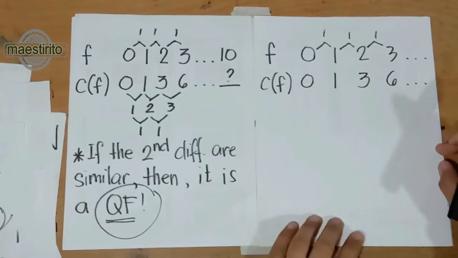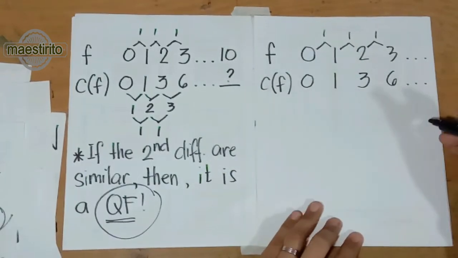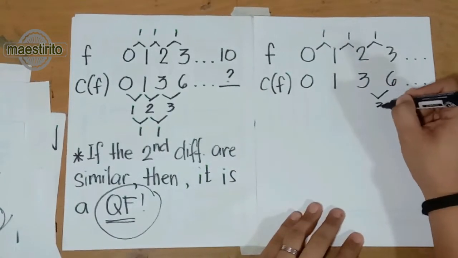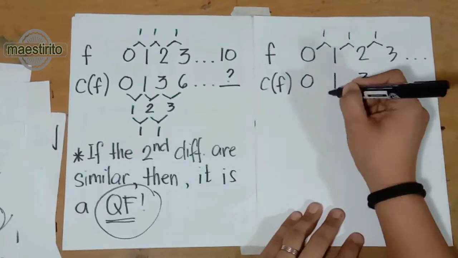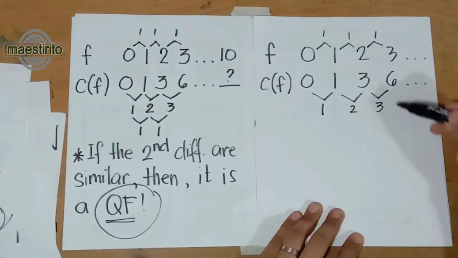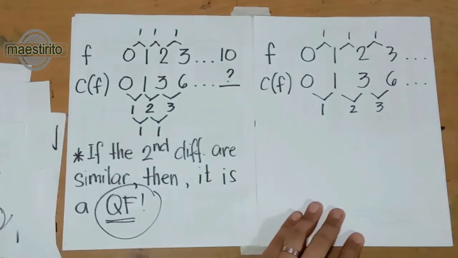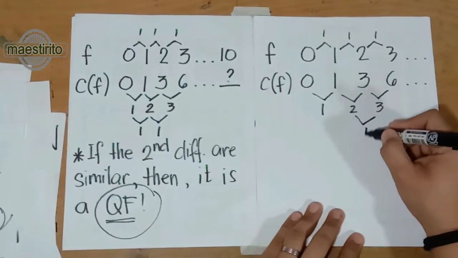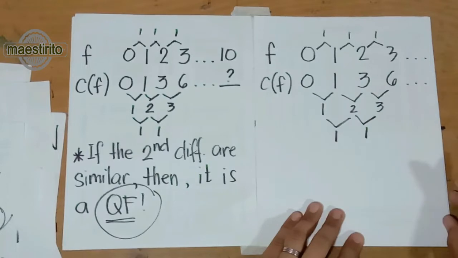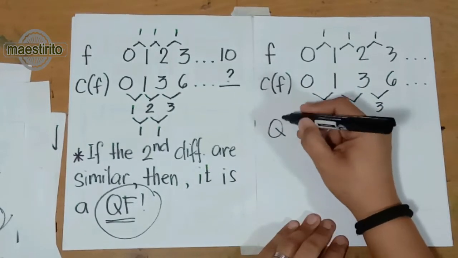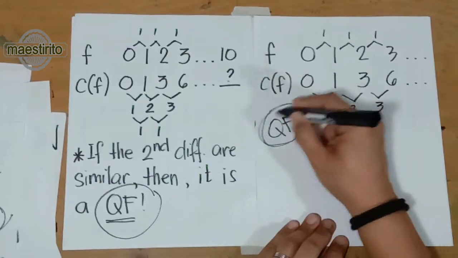So we can now proceed to the differences of the dependent variable. 6 minus 3 is 3, 3 minus 1 is 2, 1 minus 0 is 1. So since the first differences are not the same, this is not a linear function. Let's see if this is a quadratic by going to the second differences. 3 minus 2 is 1, 2 minus 1 is 1. There you go. Okay, therefore this is a quadratic function.